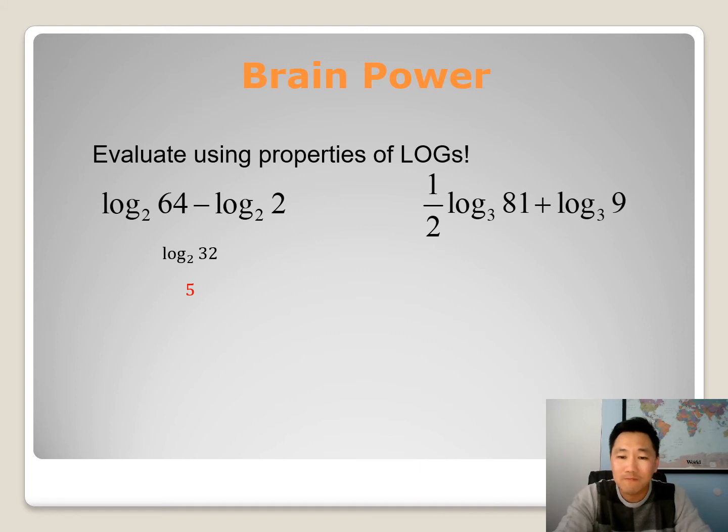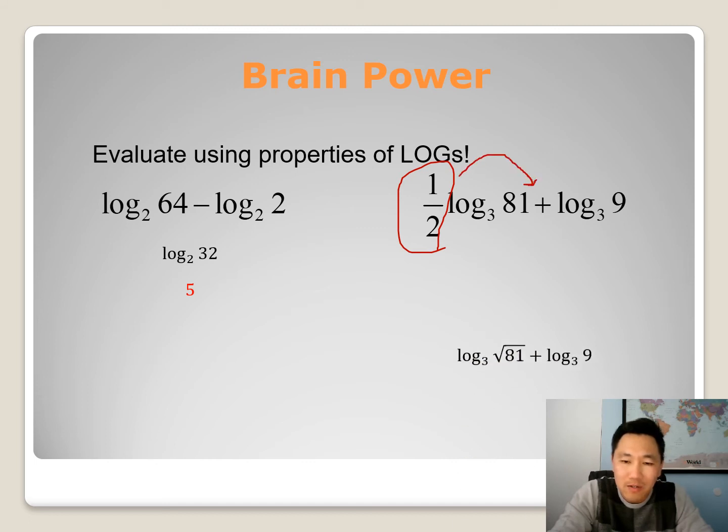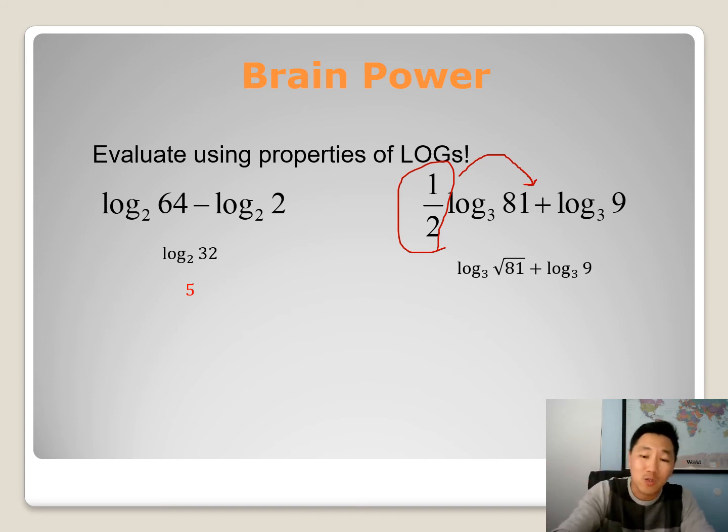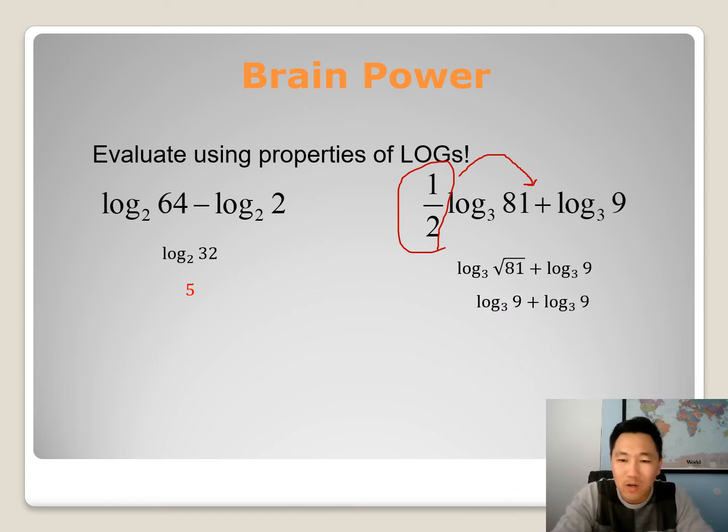Here's another one. It looks a little bit more complicated. Let's try to simplify it by bringing it down to just 1 log. The 1/2, remember, goes to the exponent spot right here. And then, of course, the 1/2 exponent is the same thing as square root. We know the square root of 81 is 9. Bring those two logs together.